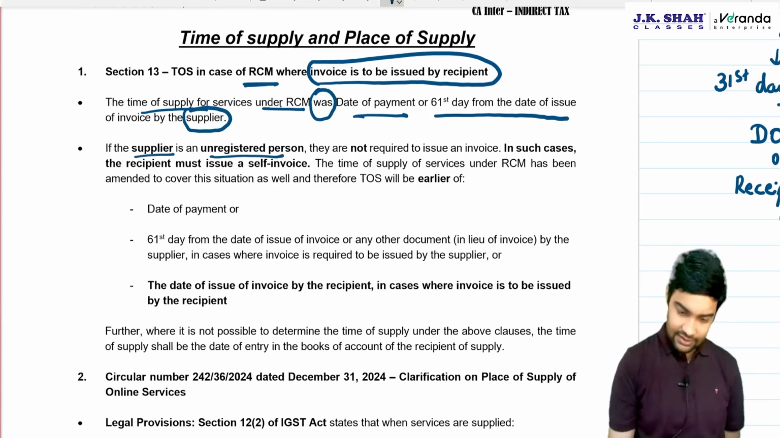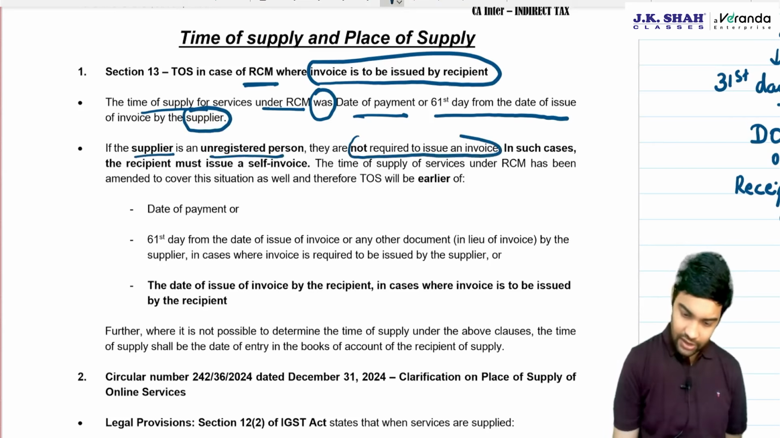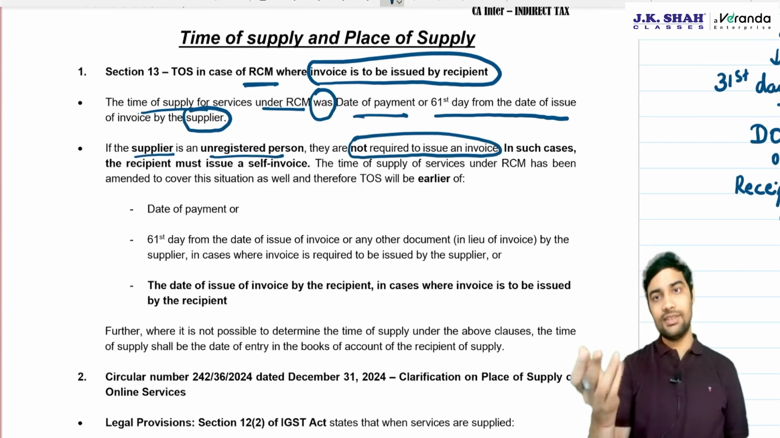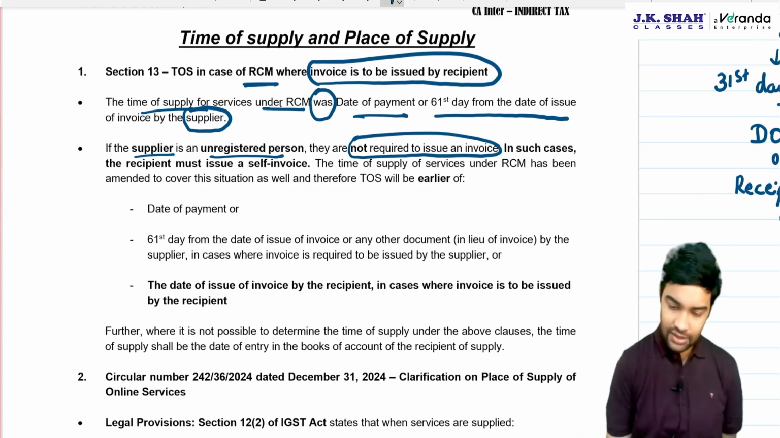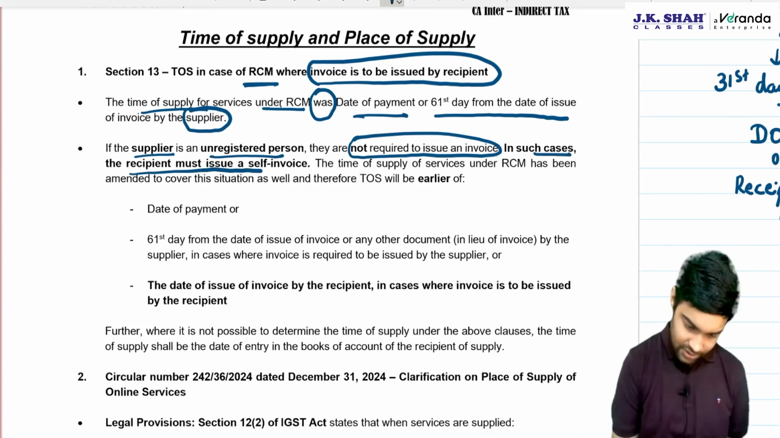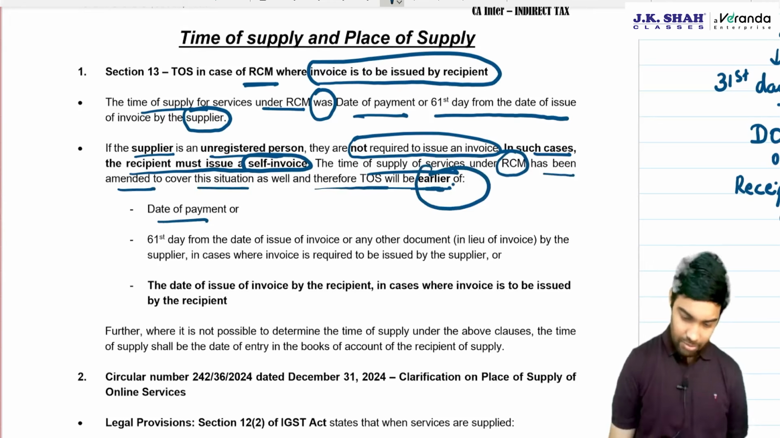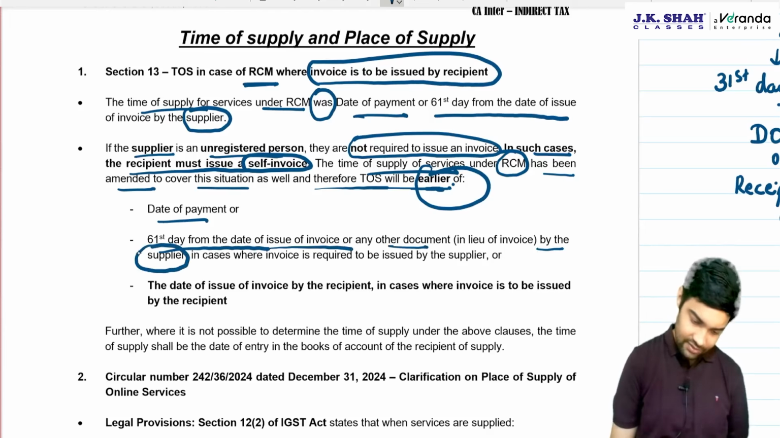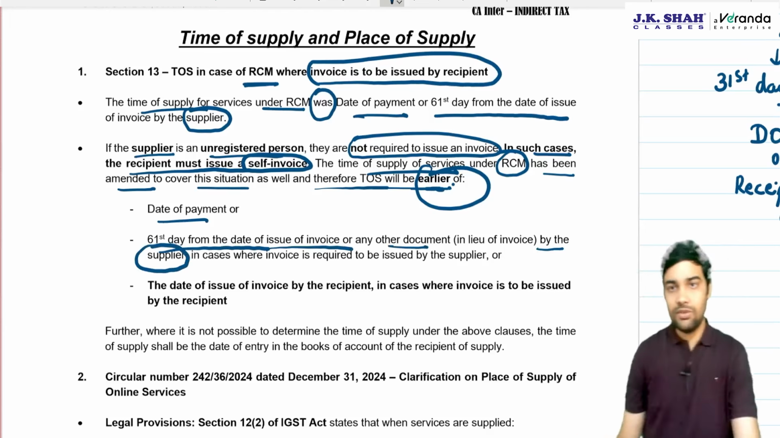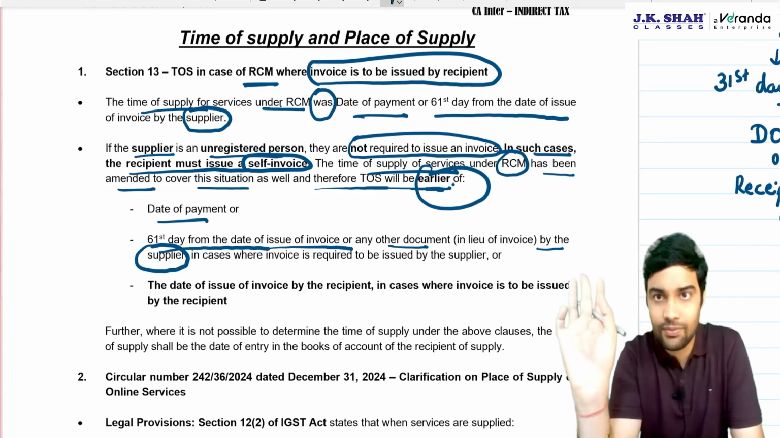If the supplier is unregistered, they are not required to issue an invoice. Correct? If the supplier is unregistered, there is no question of issuing the invoice. In such cases, the recipient must issue a self invoice. Time of supply for services under RCM has been amended to cover this situation as well. Therefore, time of supply will be the earlier of, circle earlier of, date of payment, 61st day from the date of issue of invoice or any other document by the supplier. If the supplier is to issue invoice, even today it is 61st. It was there earlier.